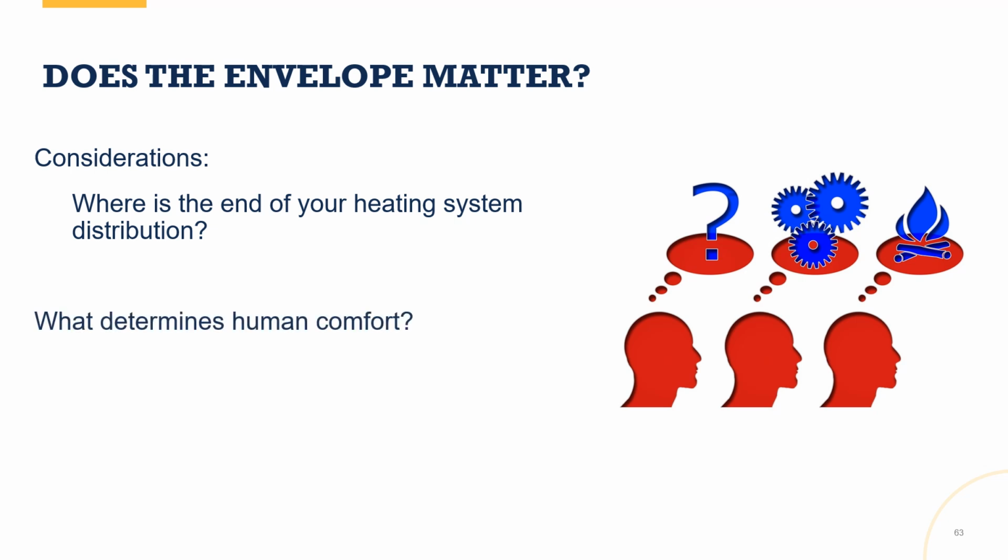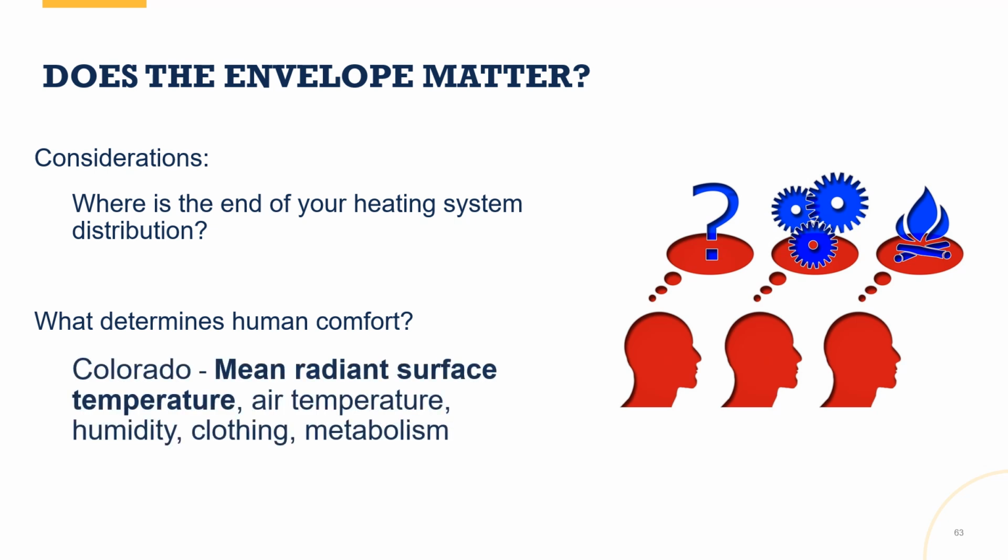The next thing I'm going to ask is, what determines human comfort? This is tricky because there's a long list of things that all contribute to human comfort, but what do you think matters the most? Now, if you are in a non-humid cooling climate, the answer is going to be mean radiant surface temperature. So Colorado, definitely. But anywhere else in the upper Midwest, during heating season, mean radiant surface temperature is going to matter the most. Air temperature, humidity, clothing, metabolism, yes, those all do contribute.